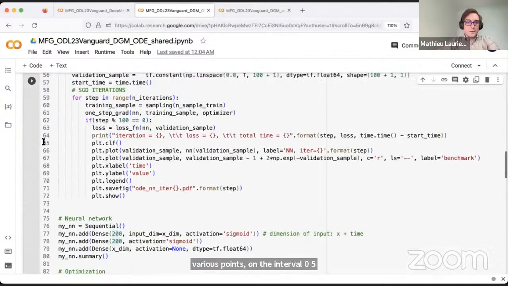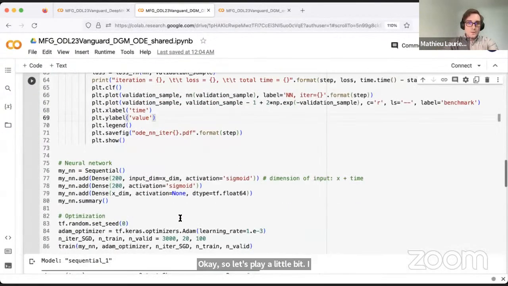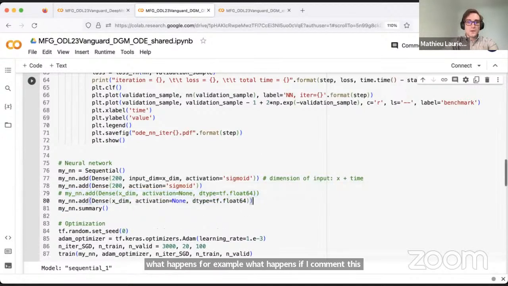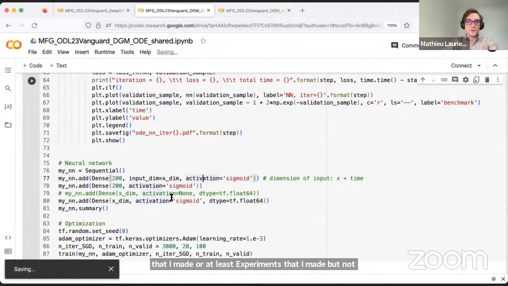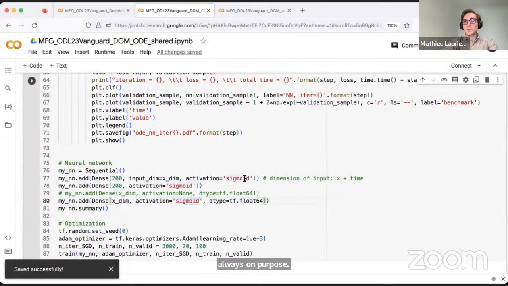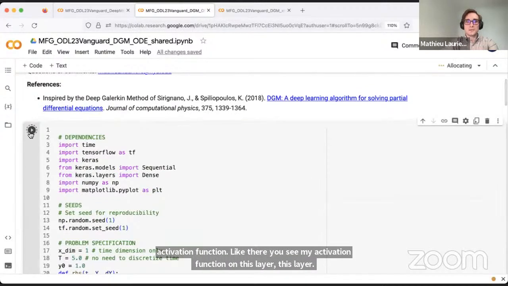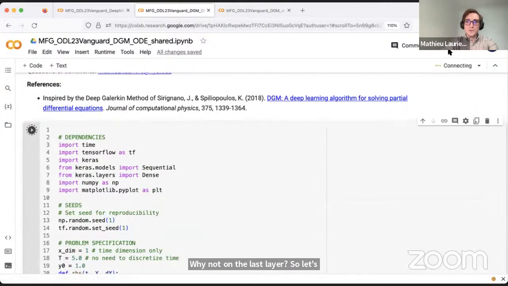Okay, so let's play a little bit. I just want to show what happens, for example, if I comment this line and I replace it, for the last layer. I want to show that because these are mistakes that I made, or at least experiments that I made, but not always on purpose. So what happens if on the last layer, you put a sigmoid activation function? There is a sigmoid activation function on this layer, why not on the last layer? So let's see, I need to reconnect.